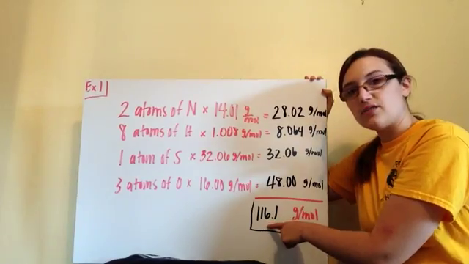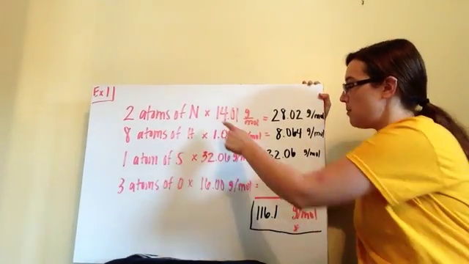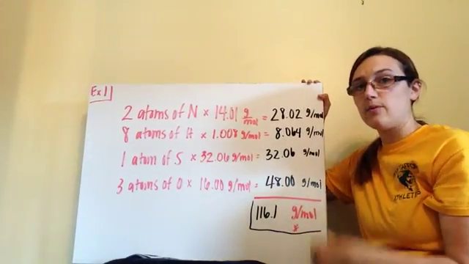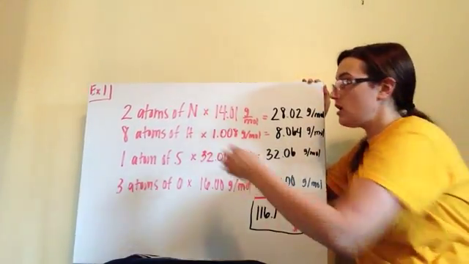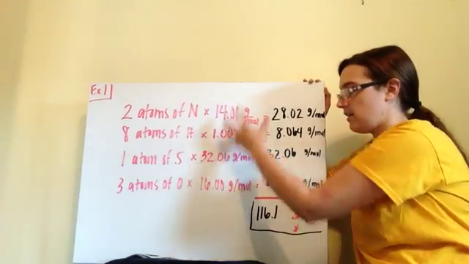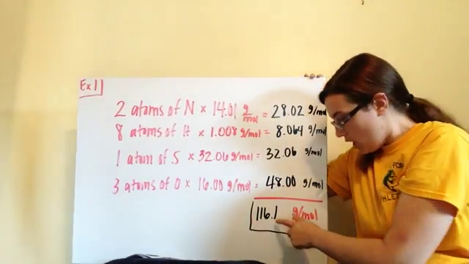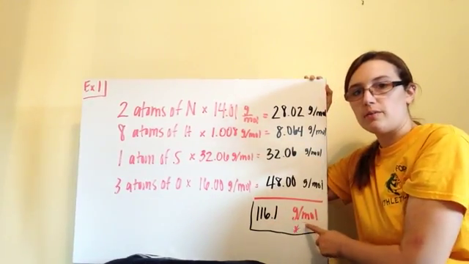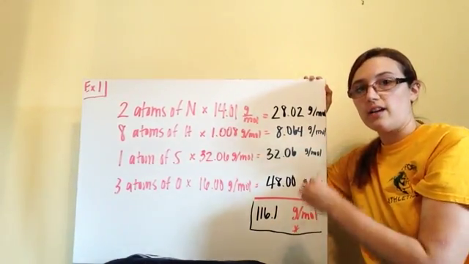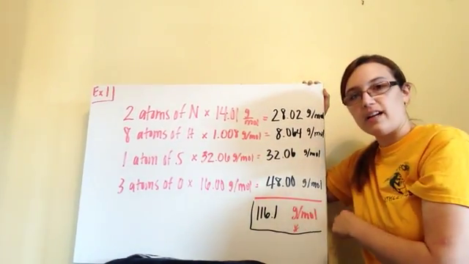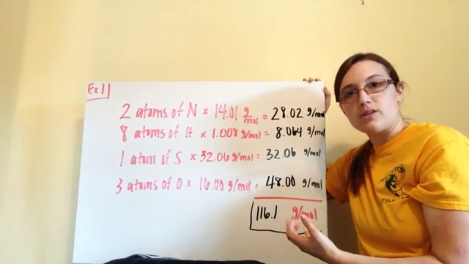Now my answer has 4 significant figures because all of my masses from the periodic table have 4 significant figures. We're not going to worry about how many atoms we have. We're going to look at the actual values that we used. So my answer had 4 significant figures, and my units are grams per mole. Don't forget units. You have to have units. And whenever you're finding molar mass, the unit is always grams per mole.